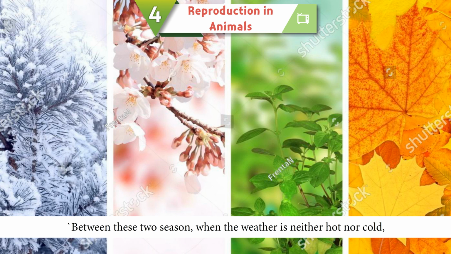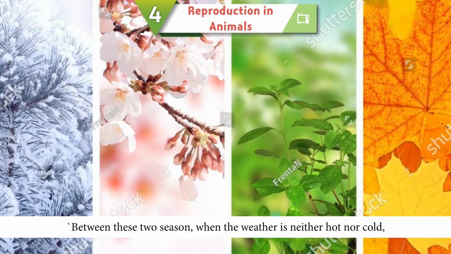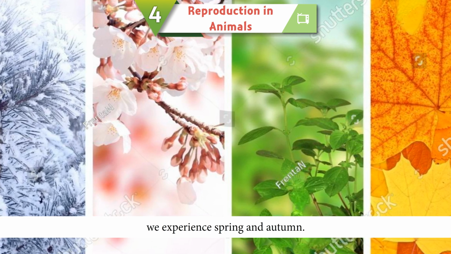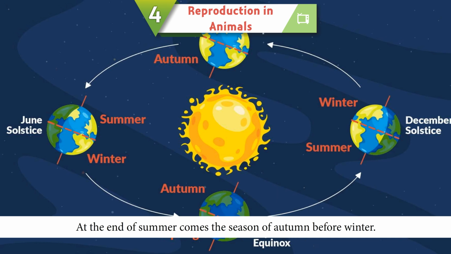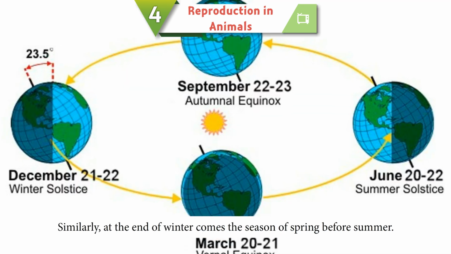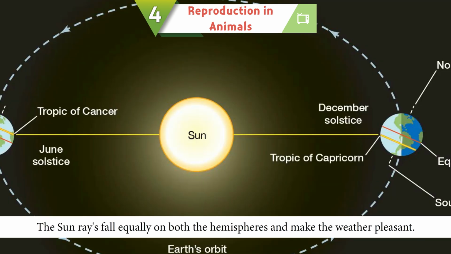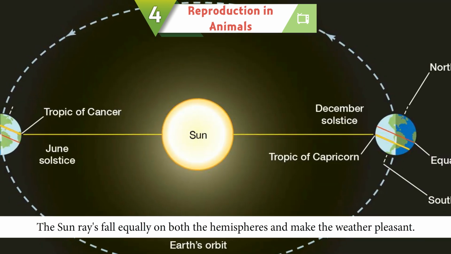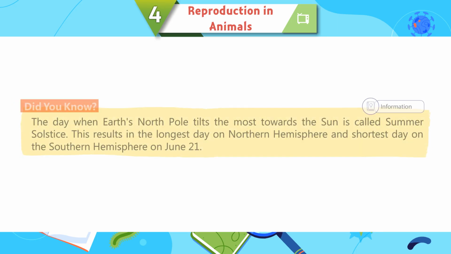Between these two seasons, when the weather is neither hot nor cold, we experience spring and autumn. At the end of summer comes the season of autumn before winter. Similarly, at the end of winter comes the season of spring before summer. The Sun's rays fall equally on both the hemispheres and make the weather pleasant.